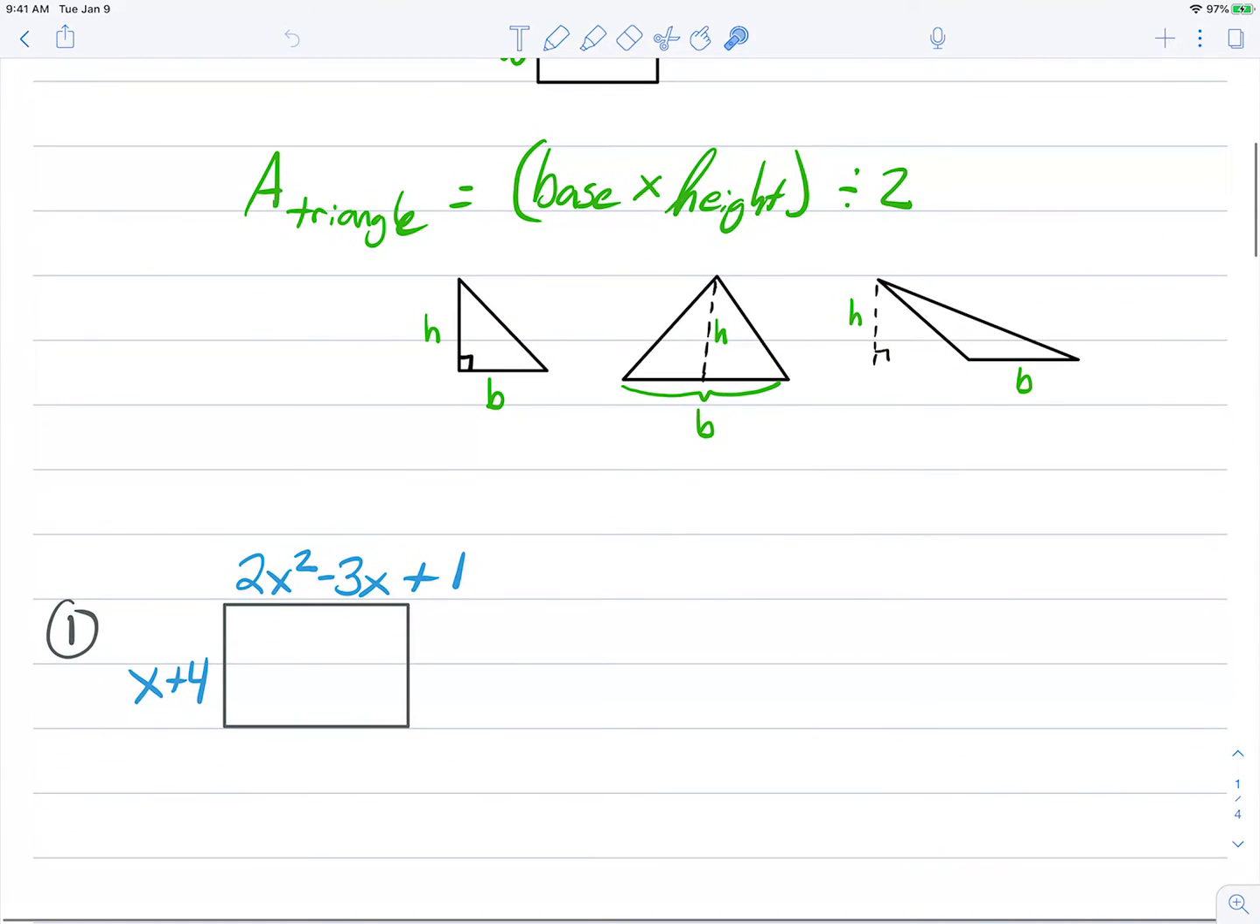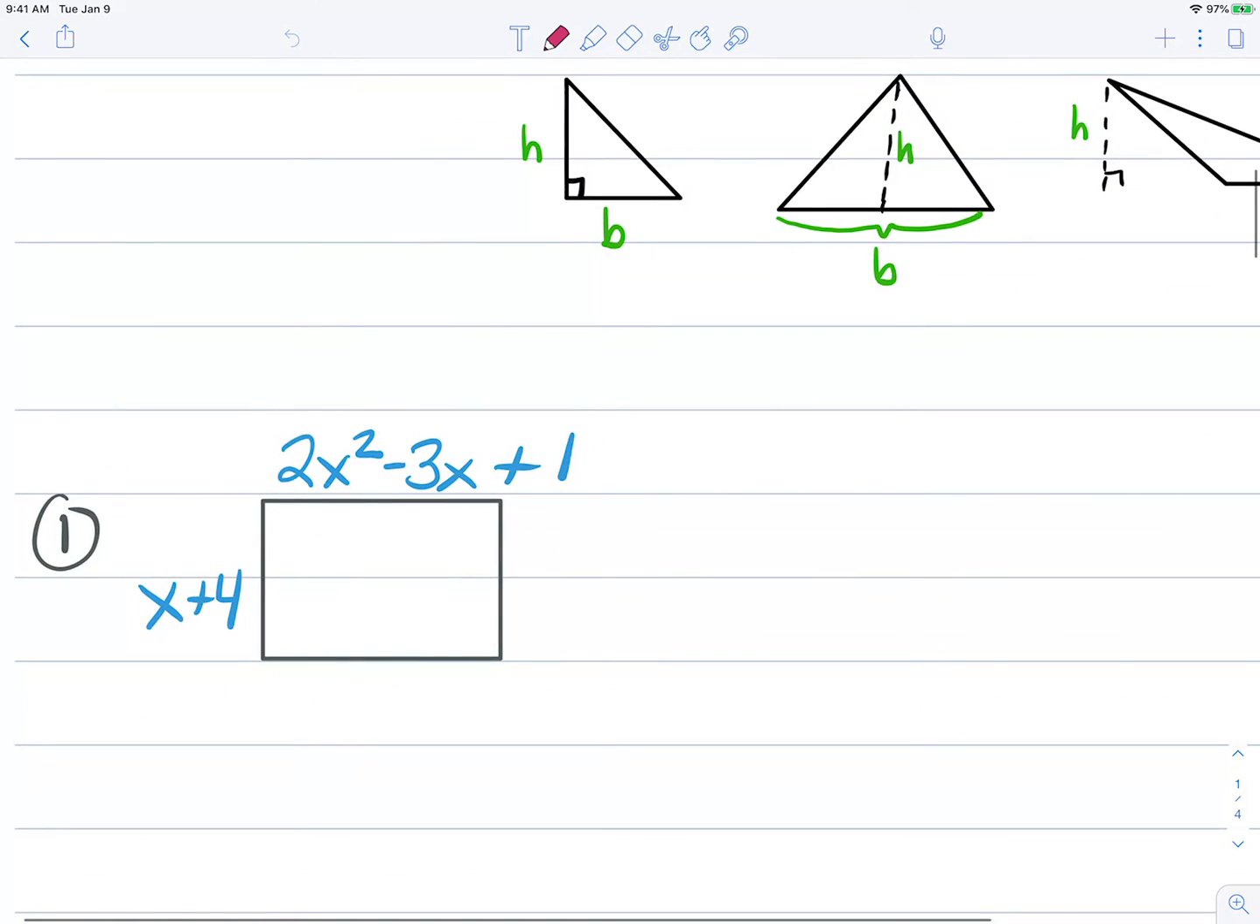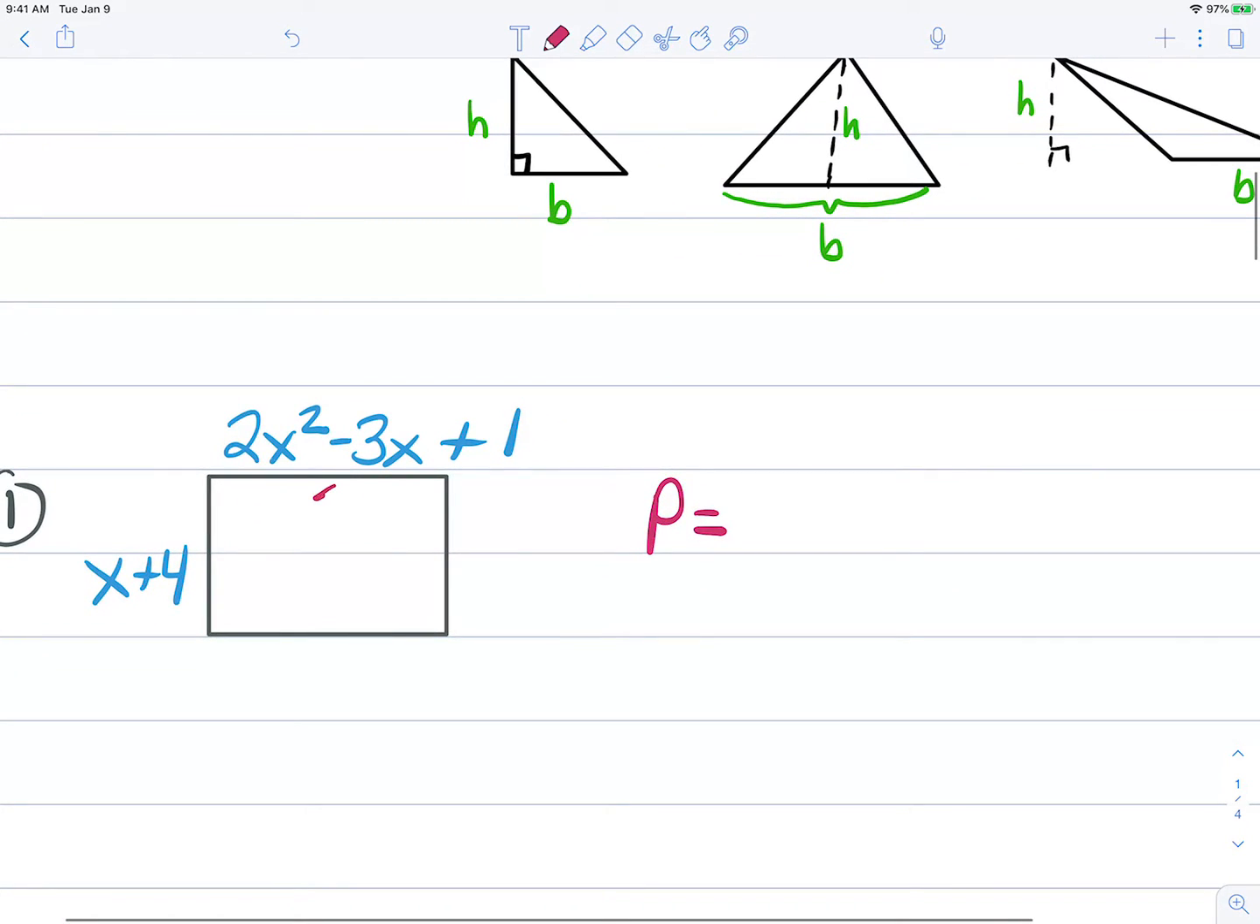So we're going to do a couple practice problems. It'll be kind of one of each of the type that you're going to find on your assignment. So for problem number 1, we have a rectangle. If I wanted to find the perimeter, the first thing I need to remember is that the top and the bottom have the same lengths, and the left and the right side have the same lengths.